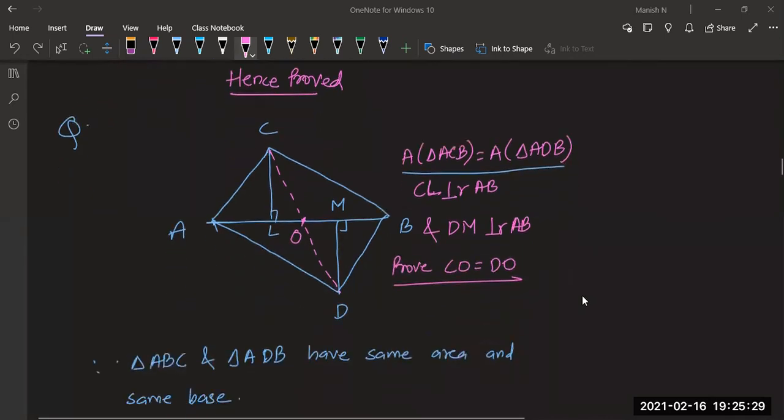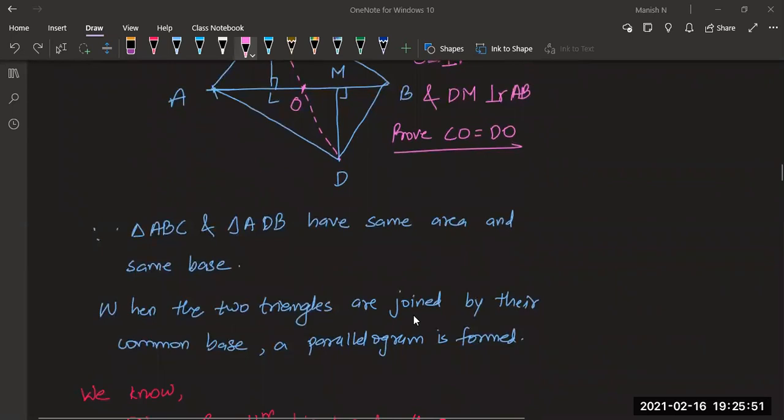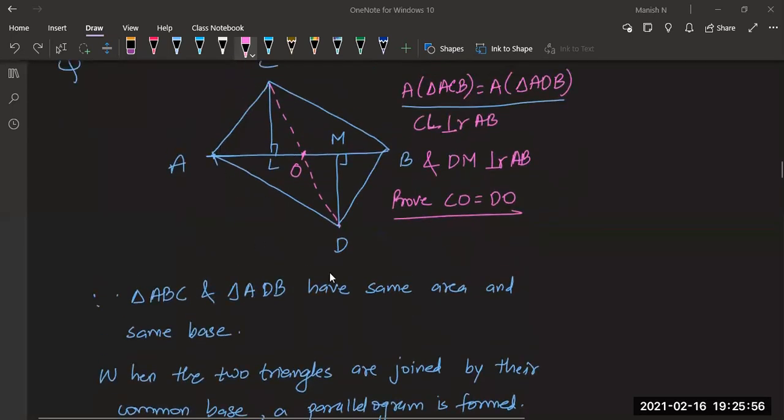So triangles ABC and ADB have the same area and the same base. The base is AB. And why do they have the same area? Because it is given in the question, right? And we will say when two triangles with equal area are joined by their common base, a parallelogram is formed, which means quadrilateral ABCD is a parallelogram because the two triangles have equal area and a common base, right?